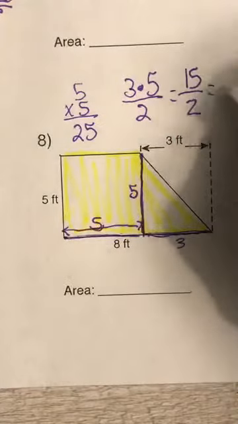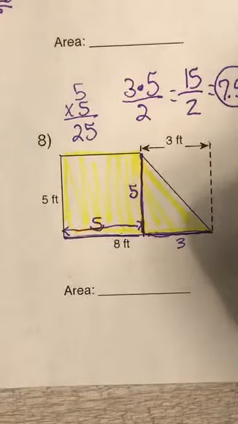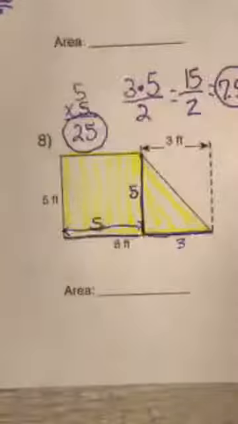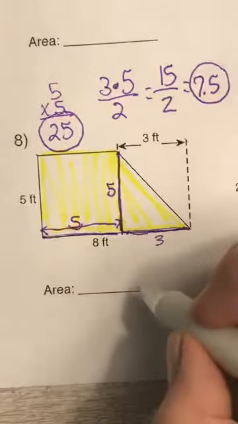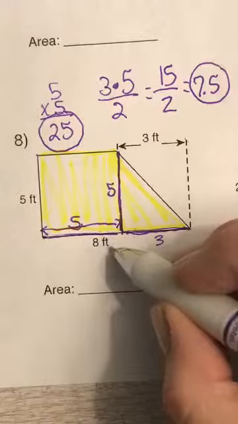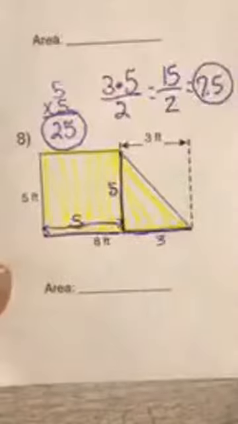15 divided by 2 is 7.5. Don't let that scare you. That's the area of your triangle. Add it to the area of your rectangle. Then write your final answer down here. You will have a decimal, but that's okay. Make sure you include your units squared. Pause the video if you need to, and then go on to the last problem.